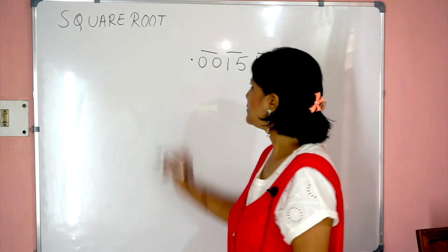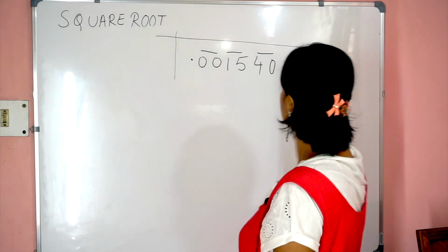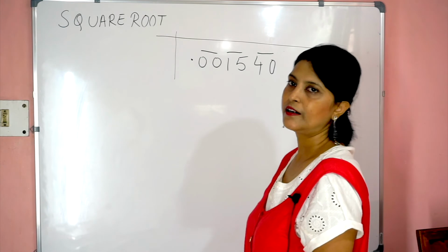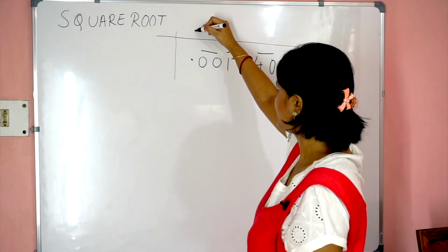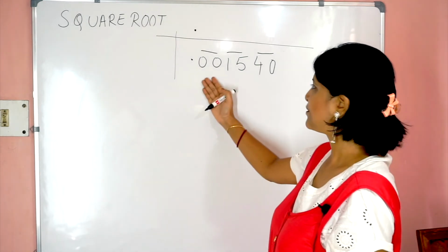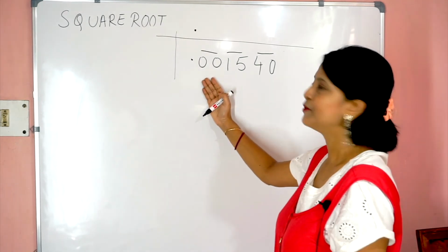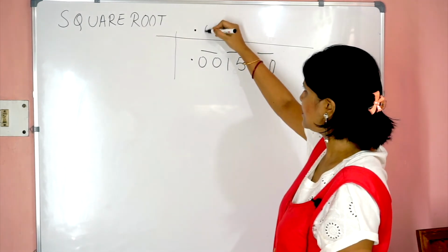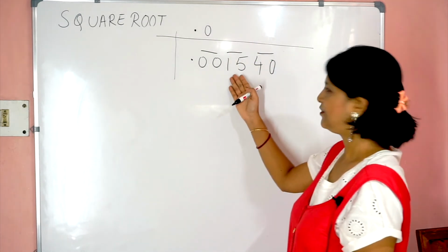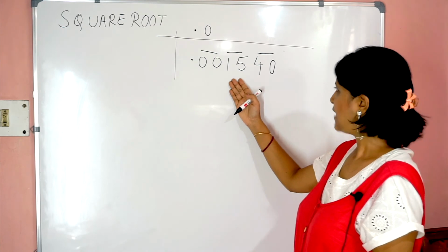Now let us start with the process of division. So as you can see, children, we start with a decimal. So for the quotient part also I will put a decimal. Okay. Next pair of digits is 0 and 0. So I can put a single 0 for the quotient part. And now we start with 15 as the number.